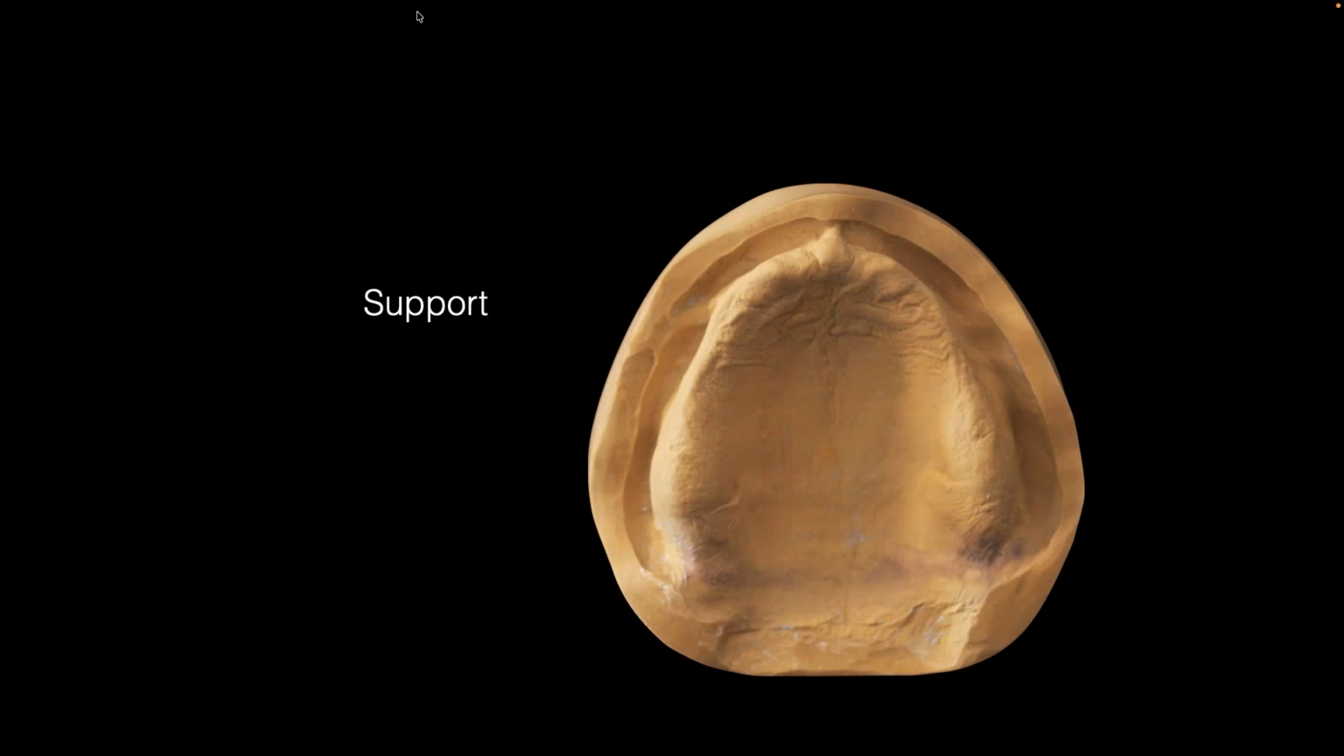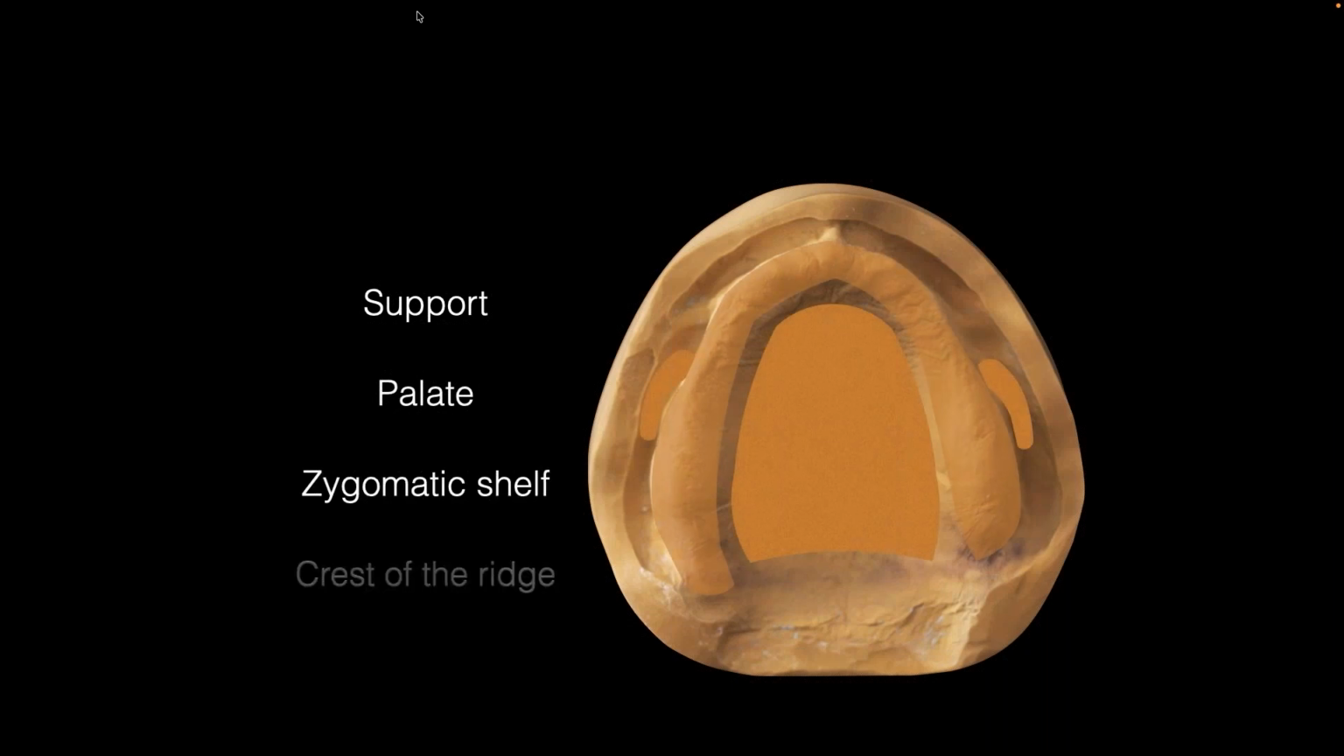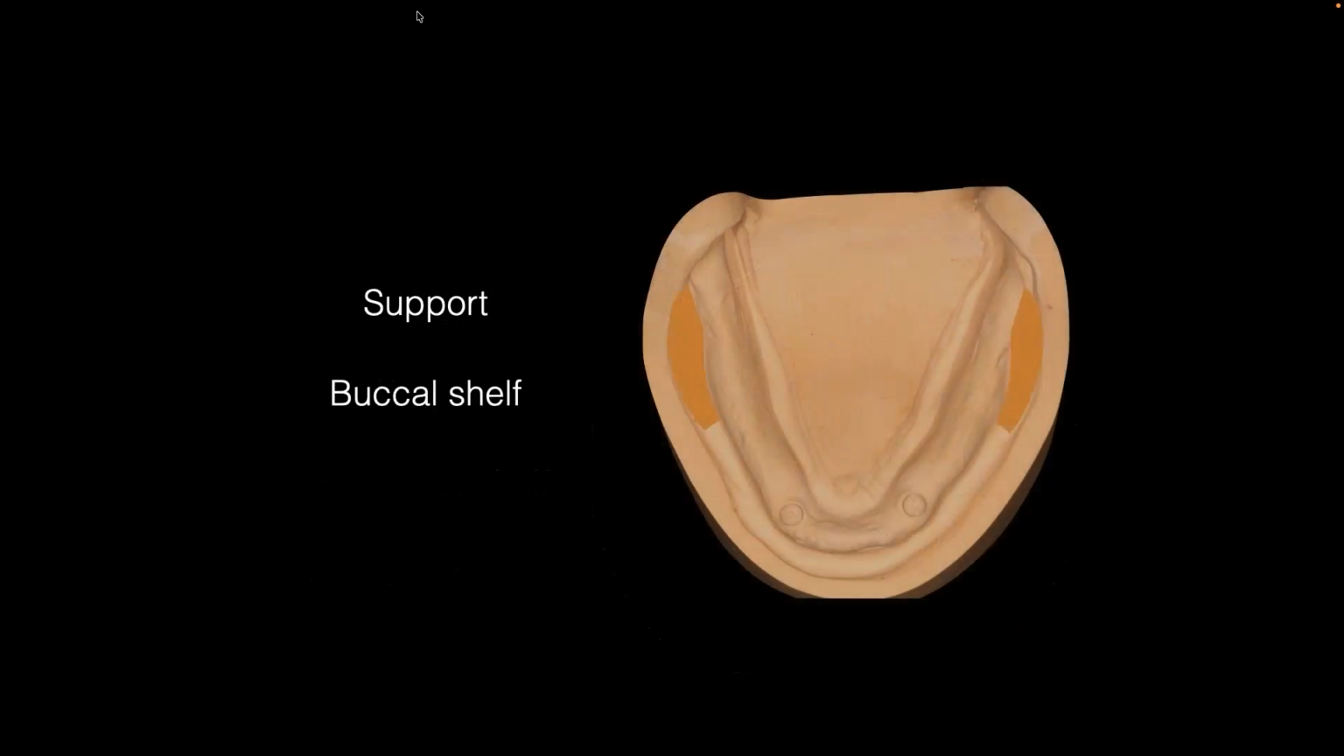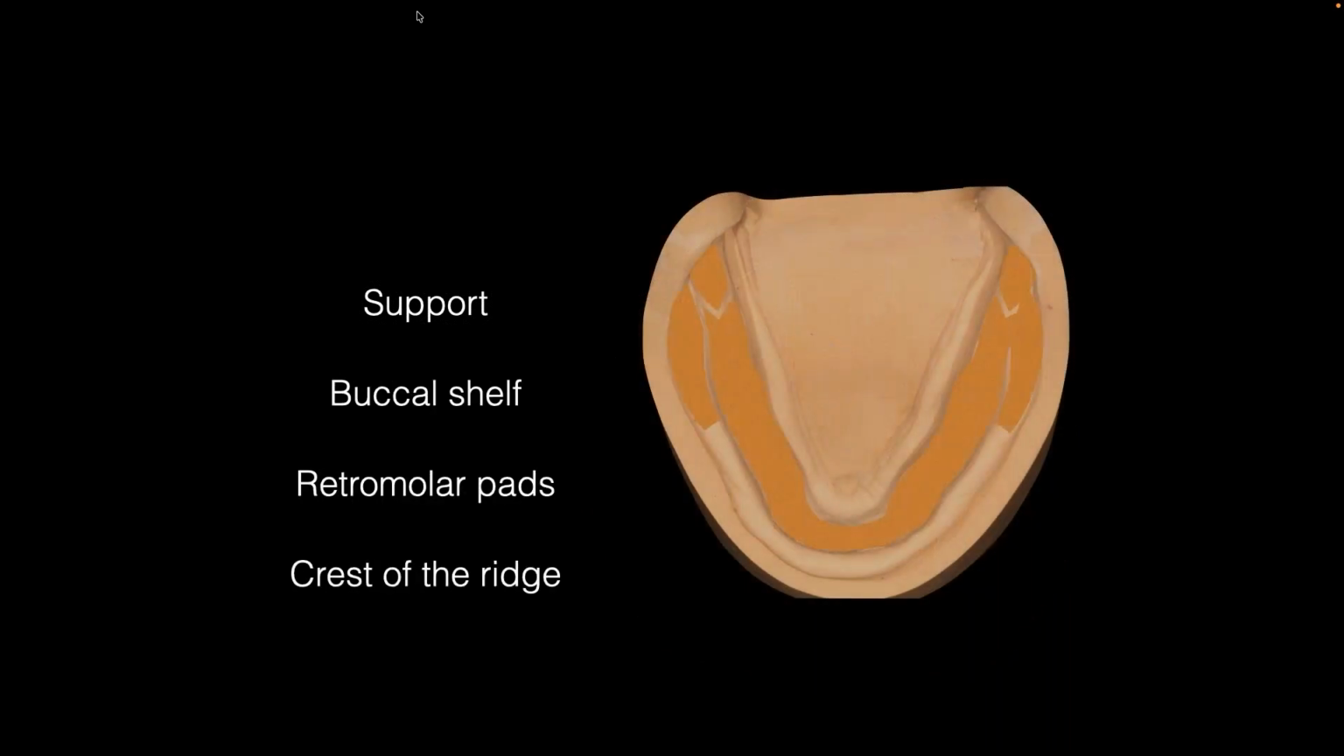The support, where does the support come from? This is a master model. Well, it comes from the primary stress-bearing areas. The primary stress-bearing areas would be the palate, the zygomatic shelf, and the crest of the ridge when it comes to the maxillary arch. And the mandibular arch, that would be the buccal shelf, retromolar pads, and the crest of the ridge. These will provide us with the support that our denture needs. So our impression needs to capture that. If those are not captured properly and accurately, well, our denture is not going to have the proper support.